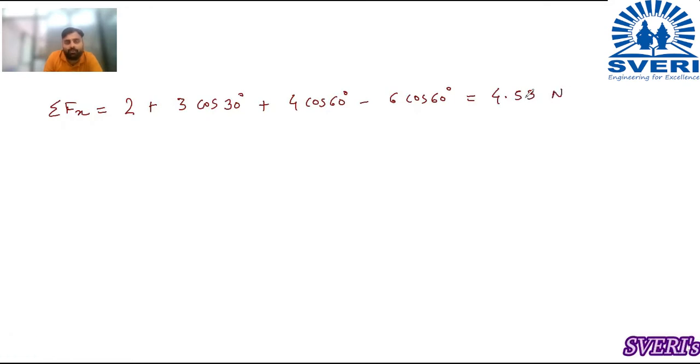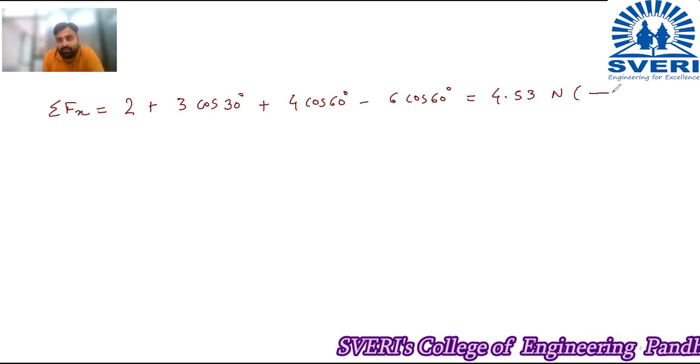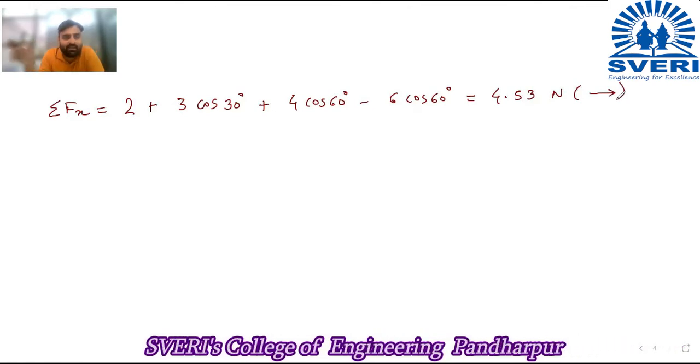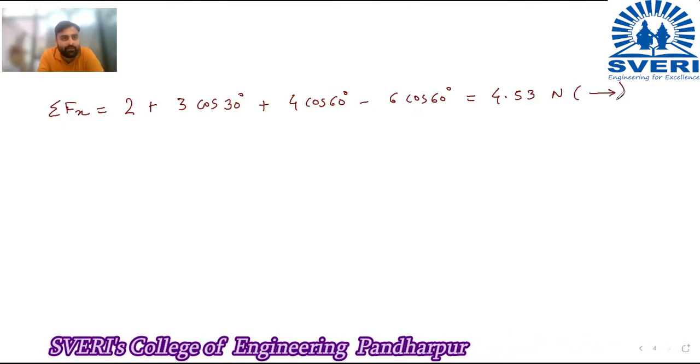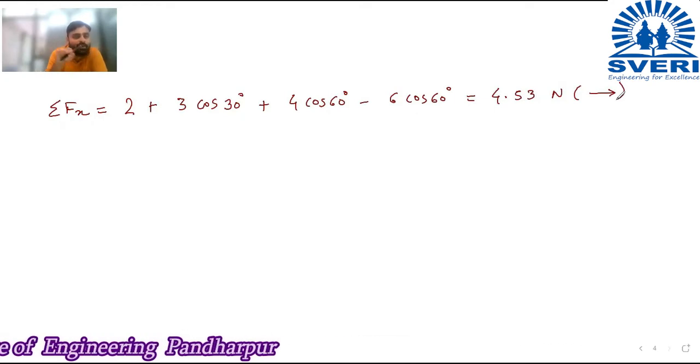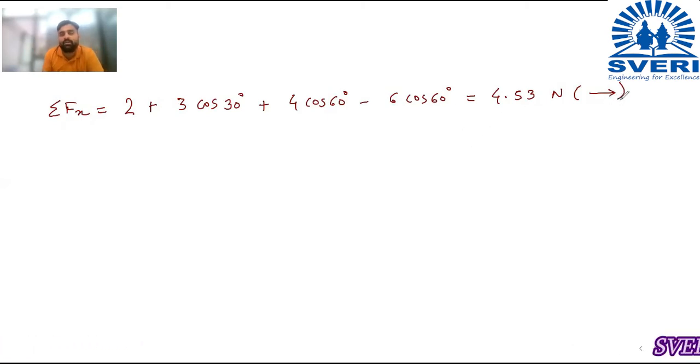Have you got the positive answer or negative answer? Positive. So summation fx must be towards right hand side. When it is positive, where do we always show it? Towards right, no? If it were negative, we would have shown the direction towards left. So summation fx means sum of horizontal forces and we got a positive answer. So we have shown the arrow over here, see, towards right.